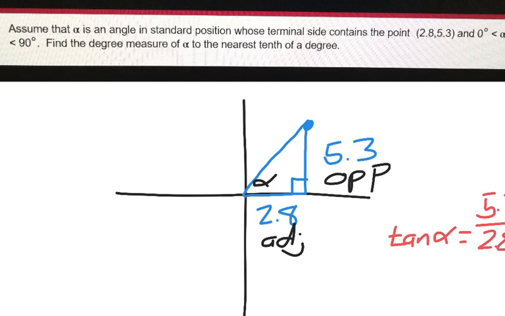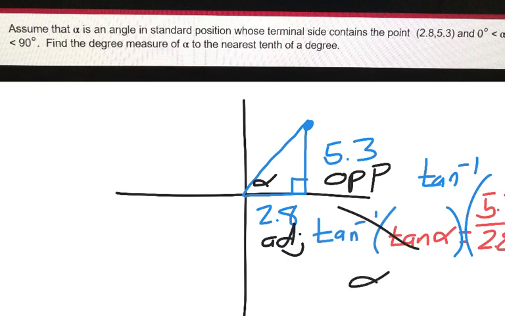Now we're looking for alpha. So alpha is not by itself because we're taking a tangent of alpha. So I can undo a tangent by taking an inverse tangent on both sides. So the inverse tangent of tangent, those cancel each other out. And now then I would have the inverse tangent. Let's see, I gotta get this in my calculator. Have the inverse tangent of 5.3 divided by 2.8. And again, make sure, because this answer needs to be in degrees, make sure your calculator is in degree mode.